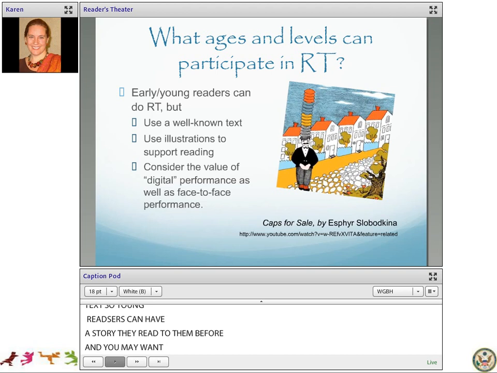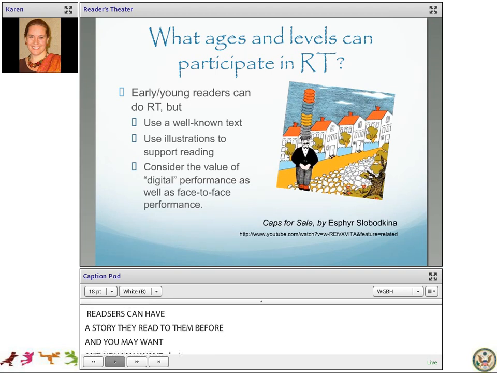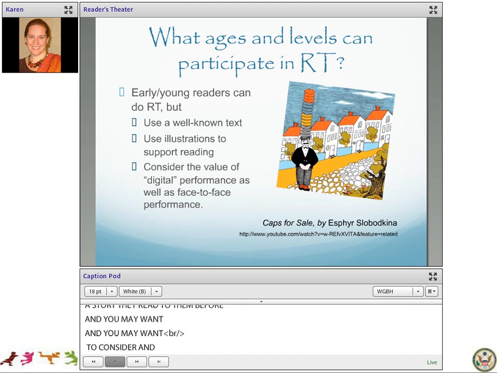And here I'll have Jennifer play Caps for Sale. We'll just hear an excerpt to see what this looks like. This is done by a kindergarten class.